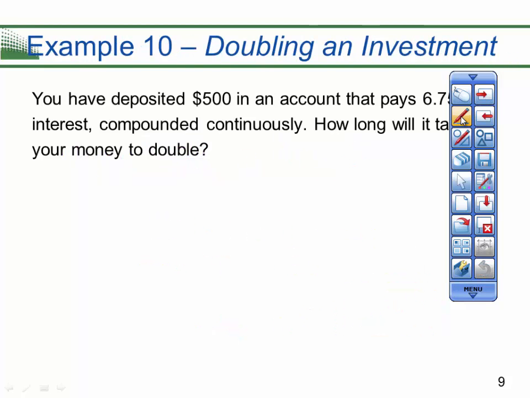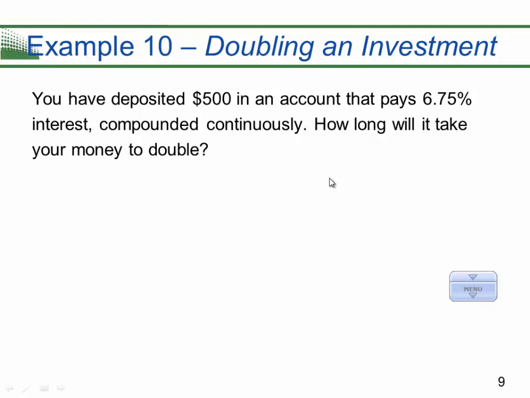Okay? All right, let's try an investment problem then. Let's say we've deposited $500 in an account that pays 6.75% interest. We're going to compound this continuously. How long will it take to double your money? Okay, so we know that compounded continuously, the formula is A equals P times e to the rt. We've deposited $500, that's our principal. Our rate is 6.75, so we're going to write that as 0.0675.